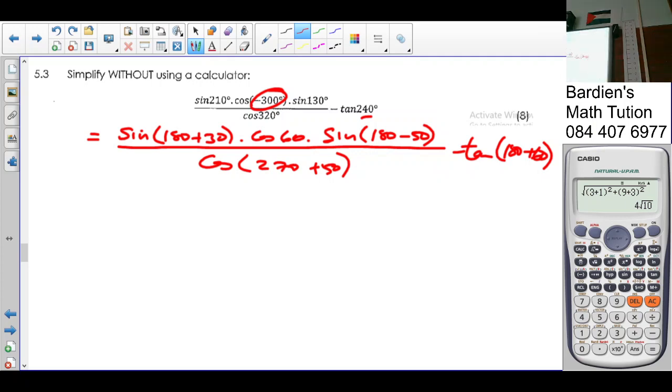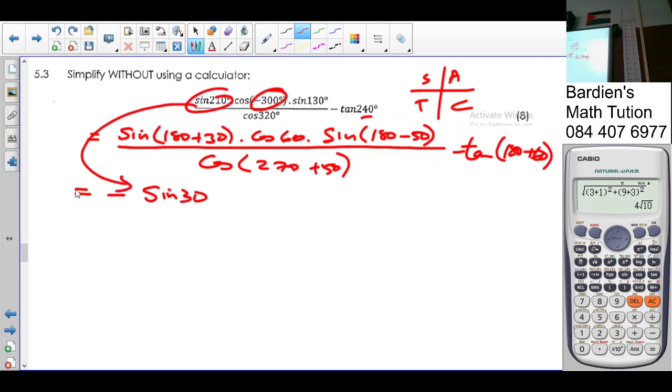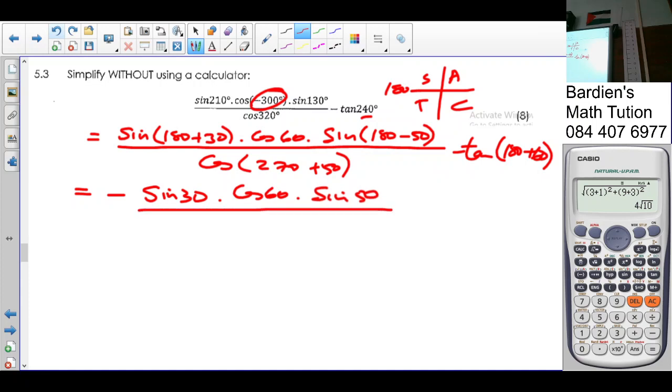Right. So again we take it to the CAST diagram. So 180 plus 30, third quadrant, sine is negative. So it's negative sine 30. Now I know some of you can go from this straight into that, no problem. That is fine. I don't have a problem with that. The next one is cos of 60, which we are already familiar with now. 180 minus takes you to the second quadrant, sine is positive, so positive sine 50, all over.